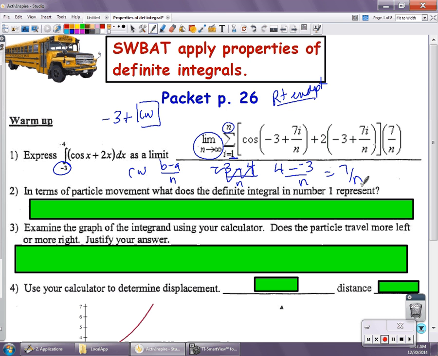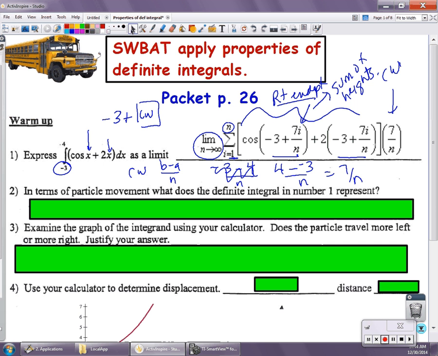So that gives me 7 over n for a common width, and the i is how many times we're going to do it. It's our counter: the first right endpoint, the second right endpoint, the third right endpoint, etc. And we're going to substitute that in place of every x of the function. So cosine of x plus 2x, and then we're going to multiply by the common width, because this part right here is the sum of the heights that are generated by a right endpoint approximation.